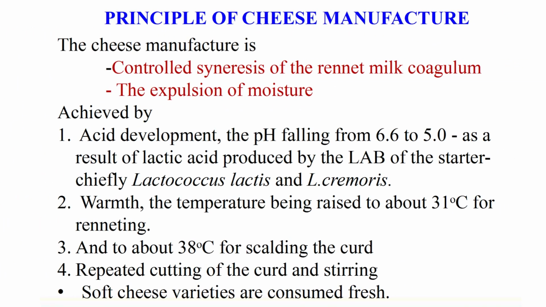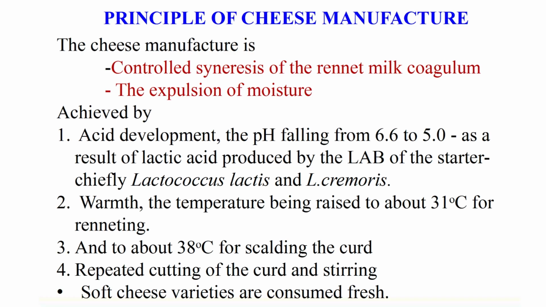The principle of cheese manufacture involves controlled syneresis of the rennet milk coagulum, which is the expulsion of moisture. This is achieved through acid development, where the pH falls from 6.6 to 5.0 due to lactic acid produced by starter bacteria like Lactococcus lactis and L. cremoris. Warmth is also critical, with temperatures raised to about 31 degrees Celsius for renneting and 38 degrees Celsius for scalding the curd. Repeated cutting and stirring of the curd are essential, and soft cheese varieties are often consumed fresh.